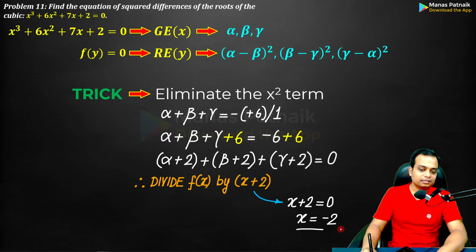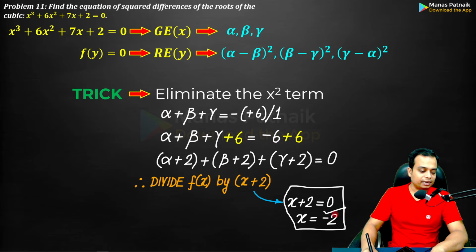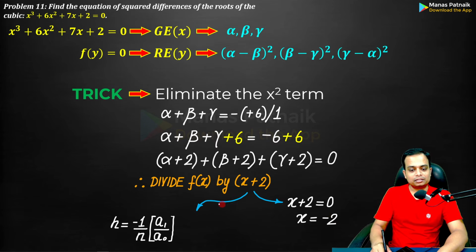Why have I done this? The reason being very simple. We don't follow the long division approach. We follow the synthetic division approach, and you have to divide it by -2. You can also do one thing. You can apply this simple formula.